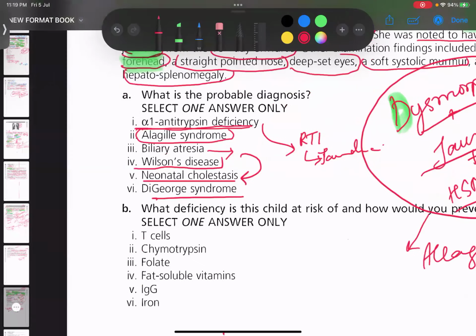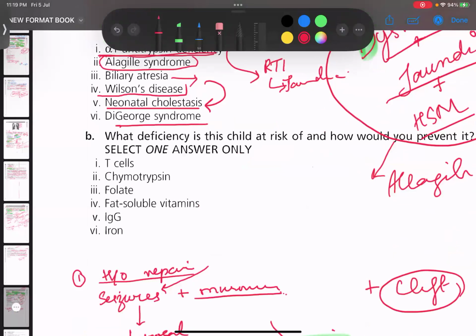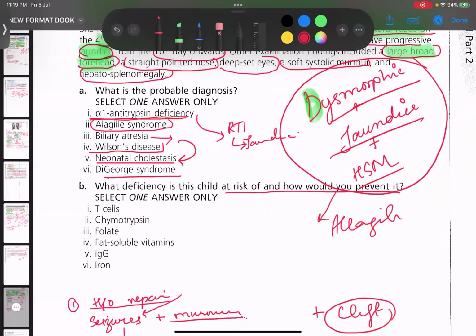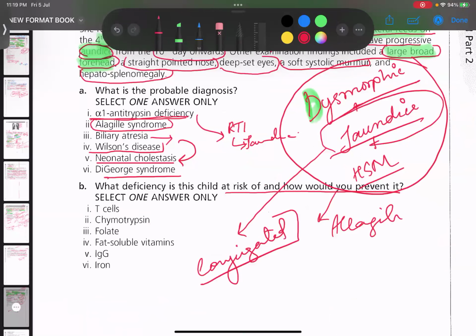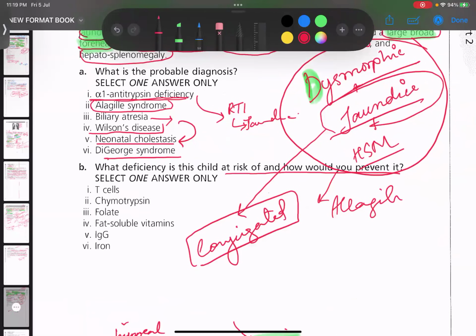Now, what deficiency is this child at risk of and how would you prevent it? So in this child, what deficiency is there? Fat soluble vitamins, ma'am. Yes, because in Alagille, commonly it comes to us with jaundice. What kind of jaundice? Conjugated. It is associated with many kinds of biliary tree abnormality, usually biliary tree obstruction. So the child will come to us with conjugated hyperbilirubinemia.